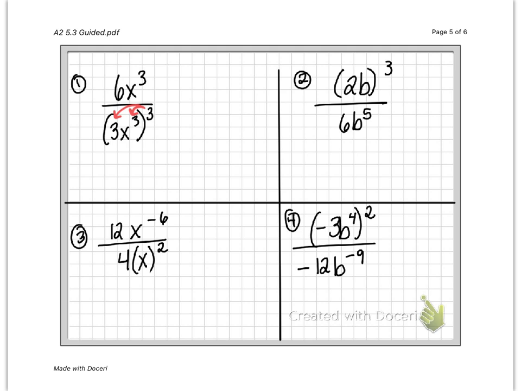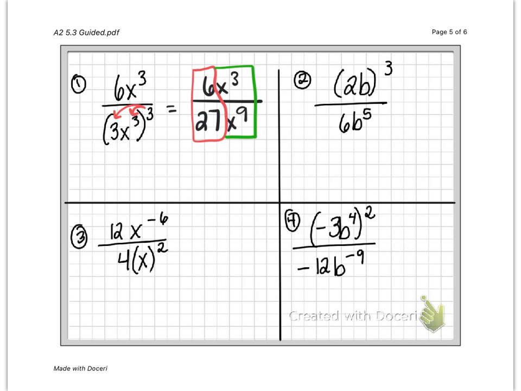So we'd have 3 to the 3rd. On the top, nothing needs to be simplified. This one's fine. On the bottom, 3 to the 3rd is 27, and x to the 3rd would be x to the 9th. Once we're here, I like to separate them and simplify things together. So simplify my whole numbers, then simplify my exponents.